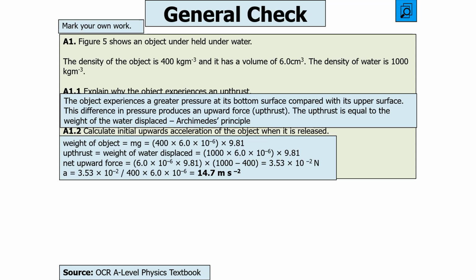We know that the weight must equal the upthrust, so therefore we can tell that our upthrust is equal to 1000 times 6 times 10 to the minus 6 times 9.81. So therefore our net upwards force is going to be 6 times 10 to the minus 6 times 9.81 times 1000 minus 400, due to this difference in density. So it's therefore 3.53 times 10 to the minus 2 newtons. Acceleration is force over mass. We've got our force, we've got our mass now, so we can say it's 14.7 meters per second squared.